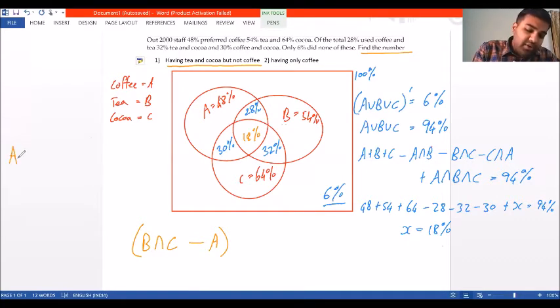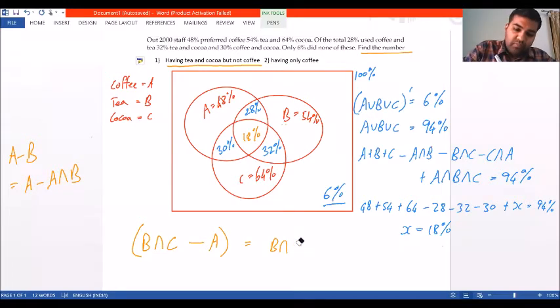What is the formula for A minus B? A minus B is equal to A minus A intersection B. So in this case, consider A as B intersection C. So B intersection C minus A is B intersection C minus A intersection B intersection C.